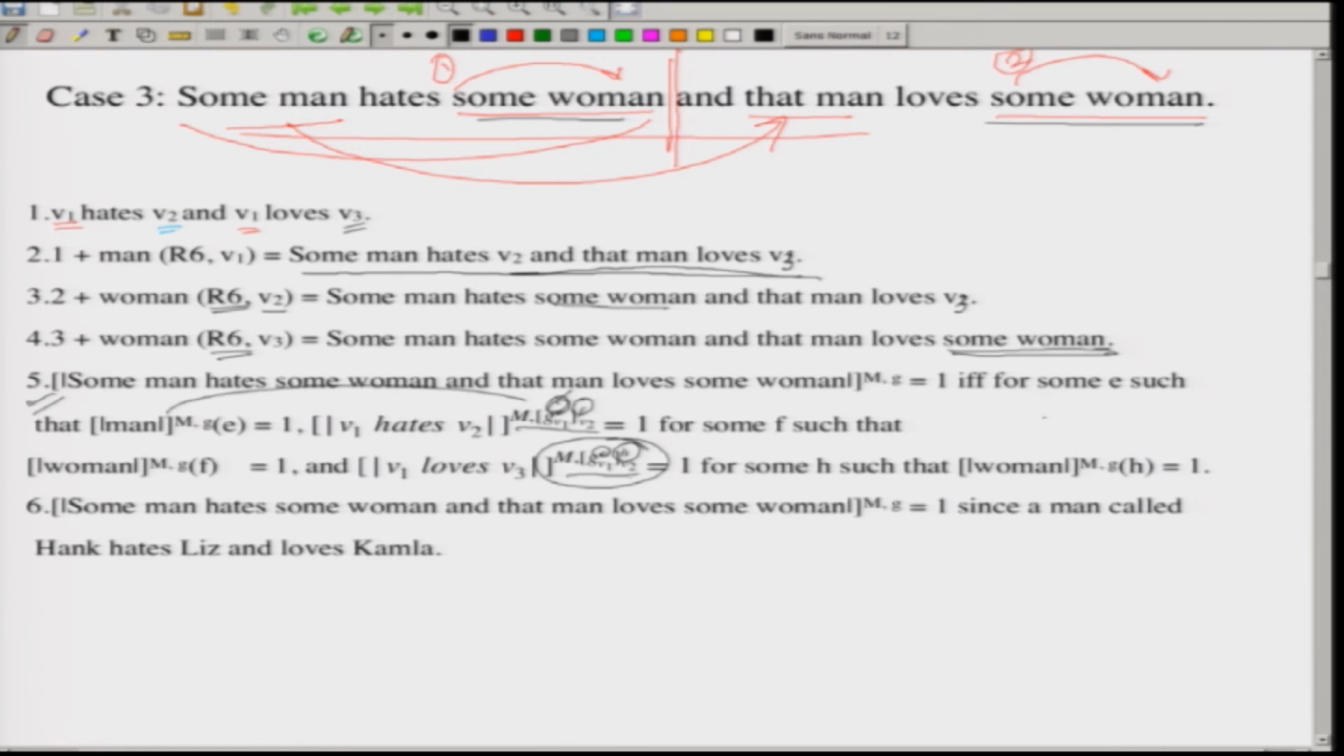M, G is 1 if and only if for some E such that E is a man, V1 hates V2 with respect to M, G E V1 F V2 is 1 for some F such that F is a woman, and V1 loves V3 with respect to M, G E V1 and H V2 is 1 for some H such that H is a woman.